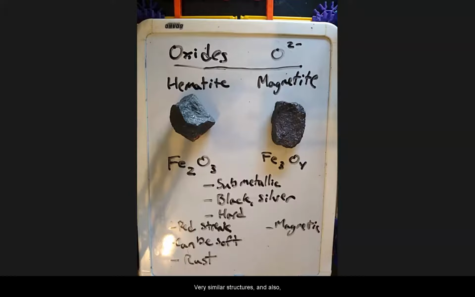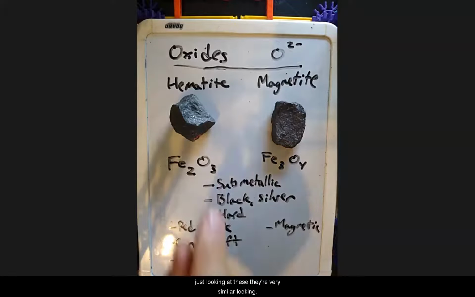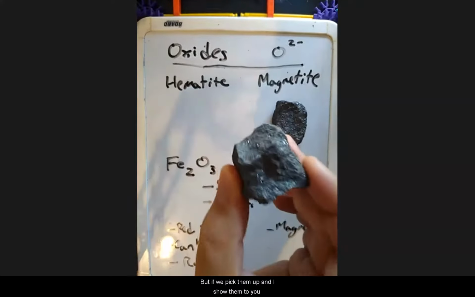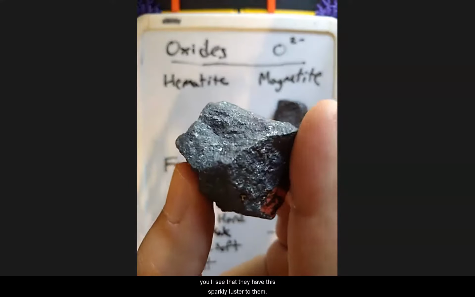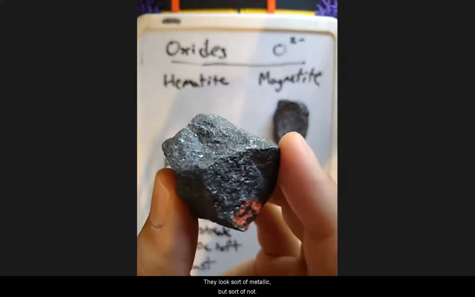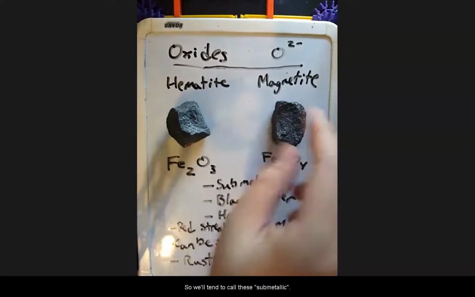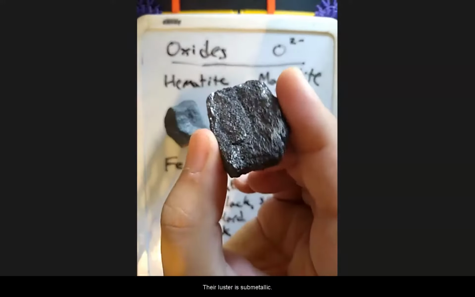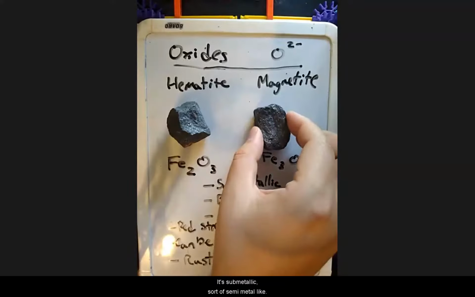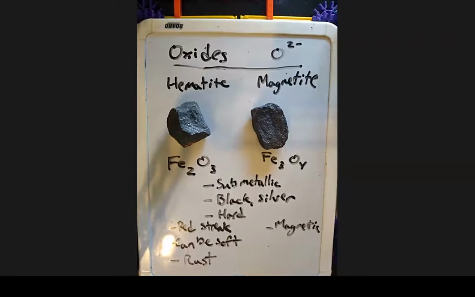Very similar structures, and also, just looking at these, they're very similar looking. In this camera view, they both look kind of darkish, but if we pick them up and I show them to you, you'll see that they have this sparkly luster to them. They look sort of metallic, but sort of not. So we'll tend to call these submetallic. Their luster is submetallic. It's not non-metallic, it's not vitreous, it's submetallic. It's sort of semi-metal-like. Both can be black or silver, so it's tough to tell them apart there, and both can be hard enough to scratch glass in some cases.